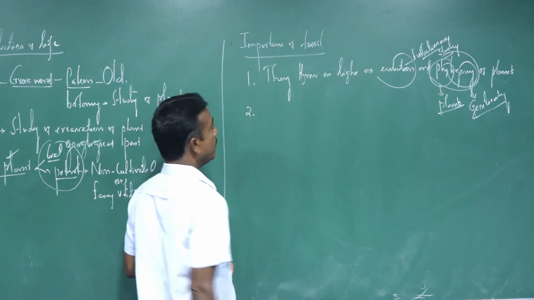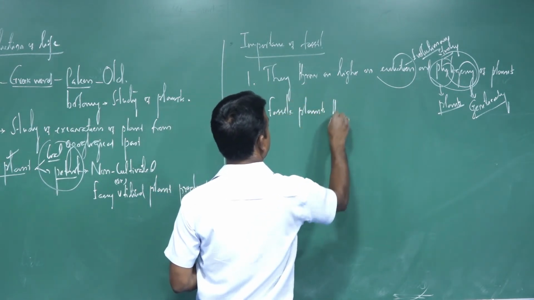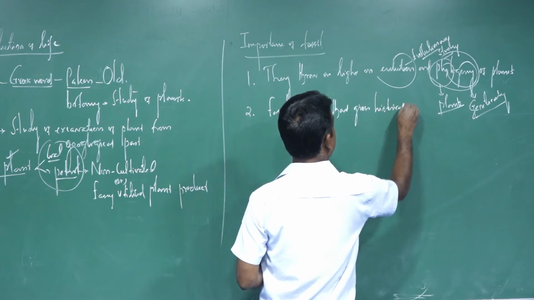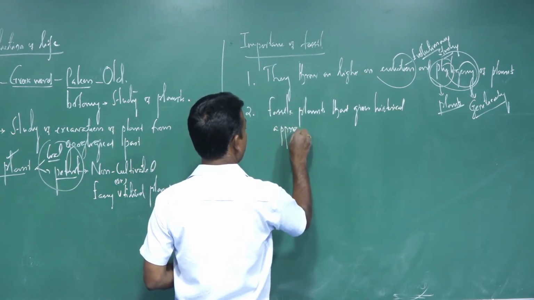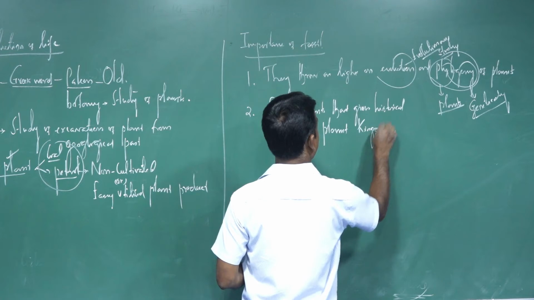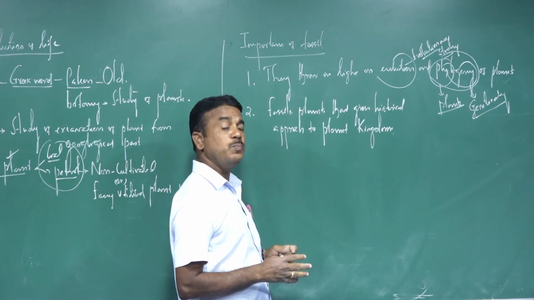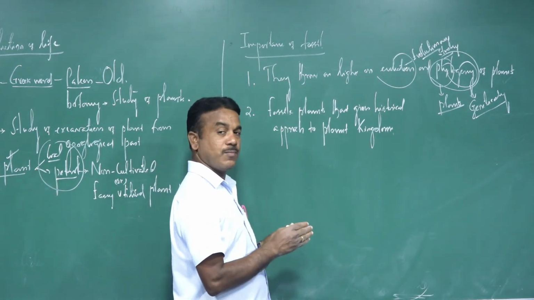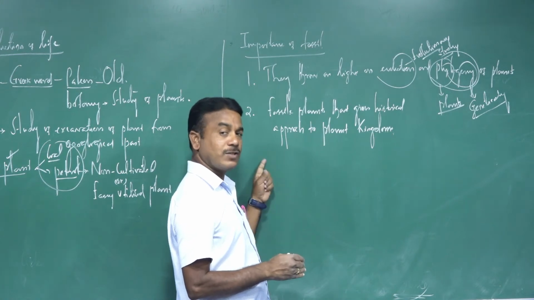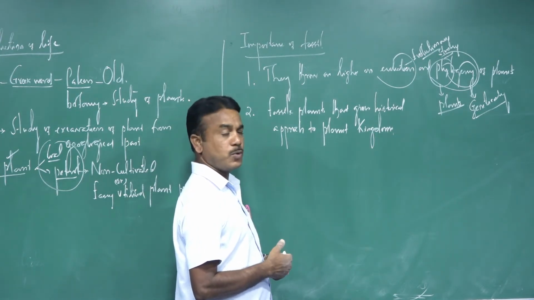Second thing, fossil plants give a historical approach to the plant kingdom. What do you mean by historical approach? How the fossilized plants should be classified in the plant kingdom, or in which group of the plant kingdom the fossil plants are kept, you need fossil plants. With the help of fossil plants or fossilized components, you clearly learn about the historical approach to the plant kingdom.